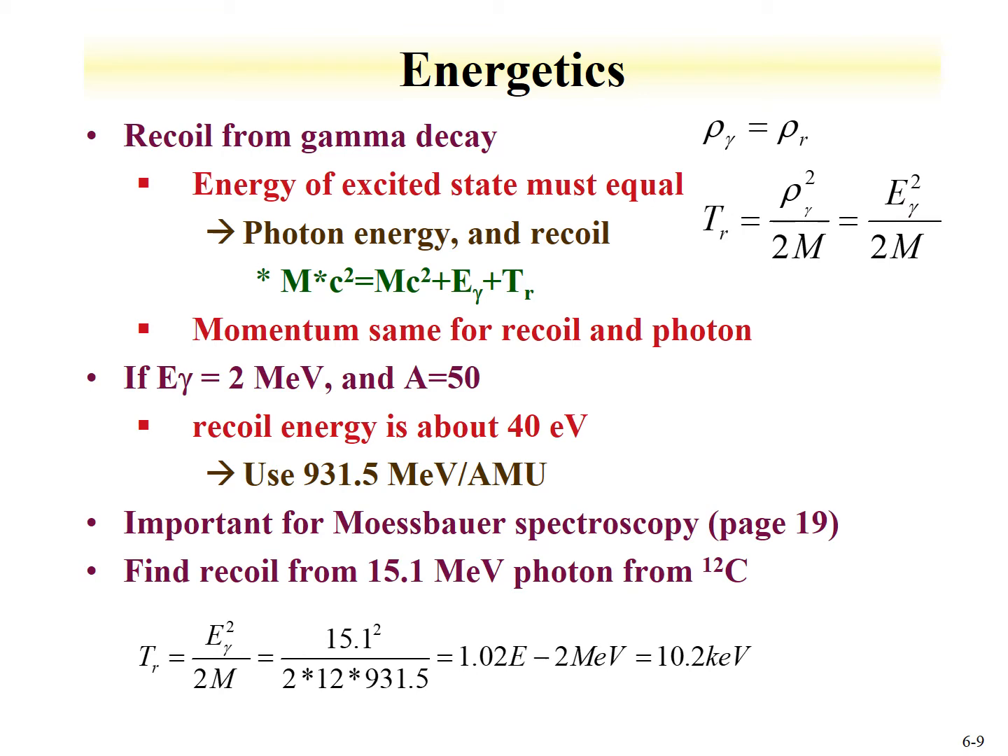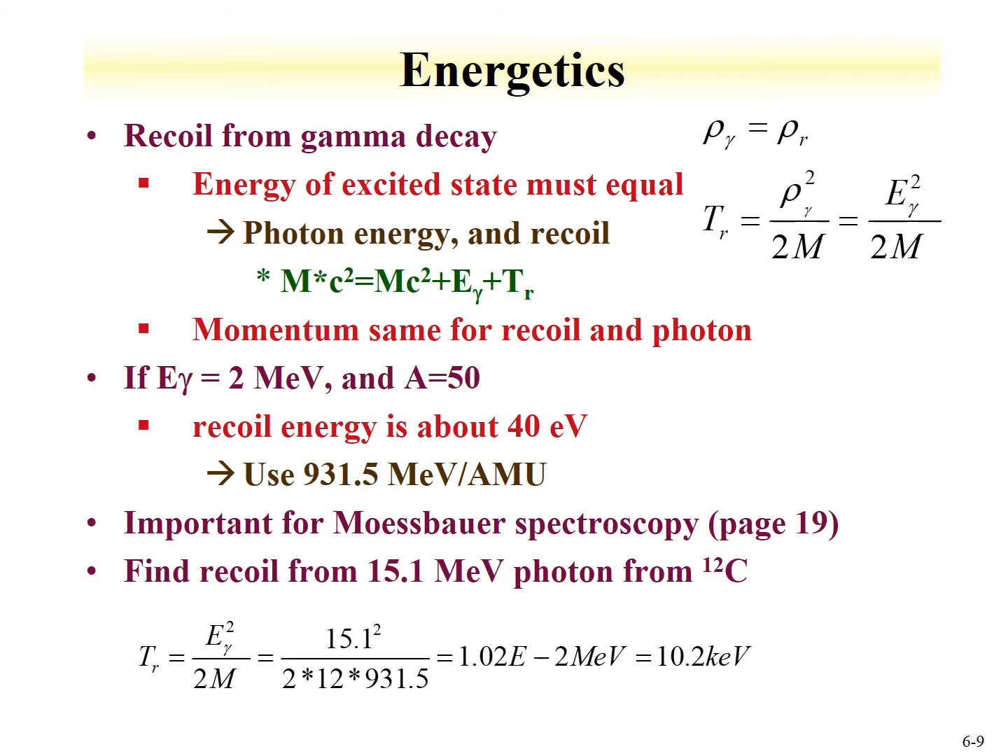And as an example, if we have a 2 MeV photon and an A of 50, we can see that there's a recoil energy of 40 eV. We use our conversion between MeV and AMU to determine this value. Now, this doesn't seem like a very large value, but it's actually the basis of Moessbauer spectroscopy, which we'll discuss starting on page 19.